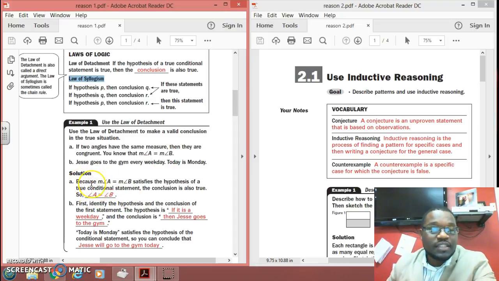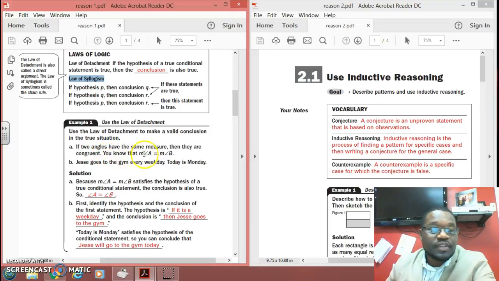So how do you make a statement or draw a conclusion using the law of detachment? Because the measure of angle A equals the measure of angle B satisfies the hypothesis of a true conditional statement, then a conclusion is also true. So angle A is congruent to angle B. So based on the fact that they have the same measure, they are congruent.